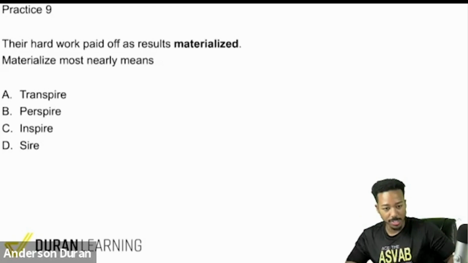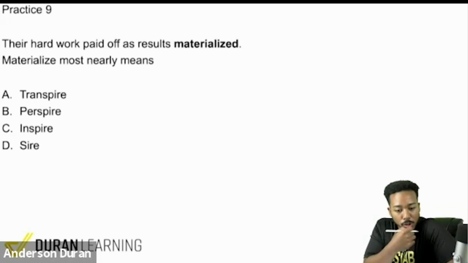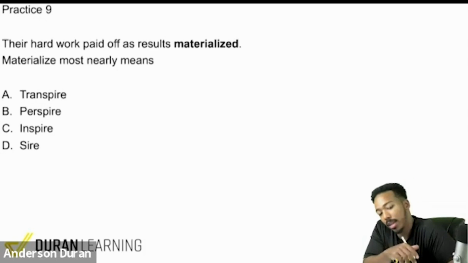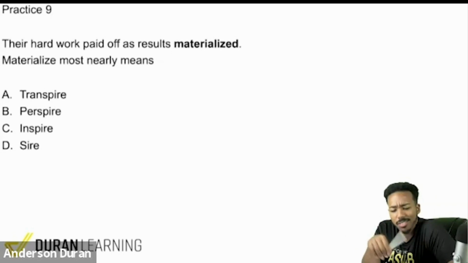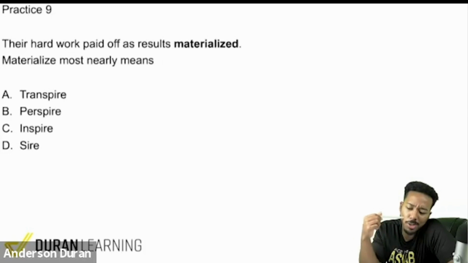All right, cool. So with that, their hard work paid off as results materialized. Materialized most nearly means what? So let's think about it. When something materializes, let's ask ourselves what the root word is. Everybody, what's the root word of materialized? Felicia, spot on. Material, material, material.